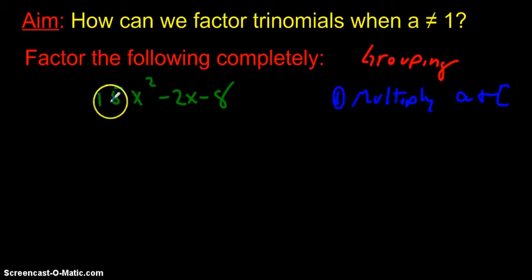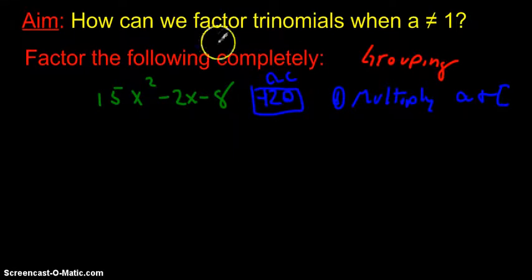So we're going to multiply a and c, and that is 15 times negative 8, which is the same thing as saying negative 120. Okay, so that's our AC term. What on earth do we do with that?